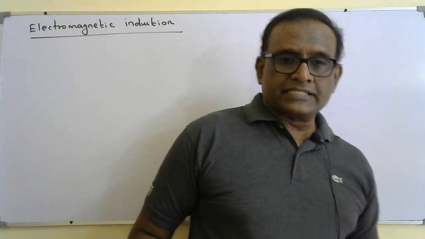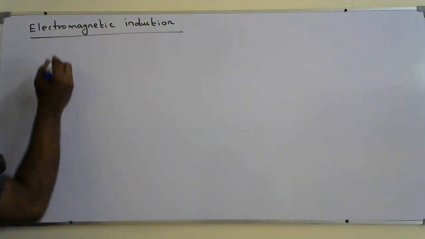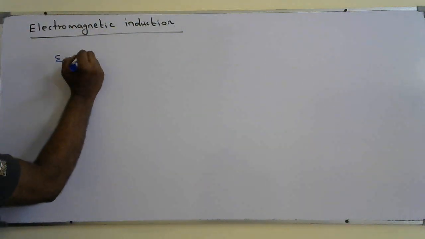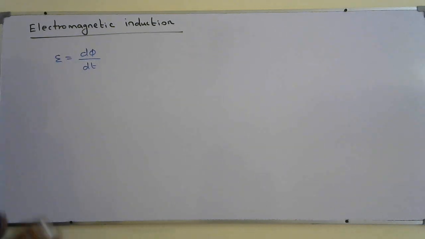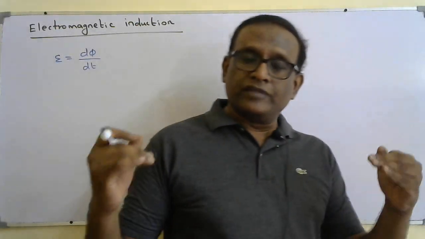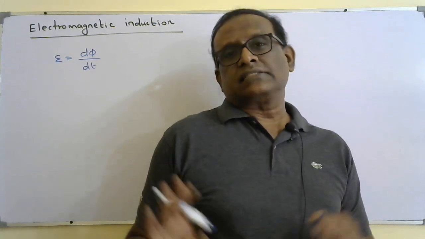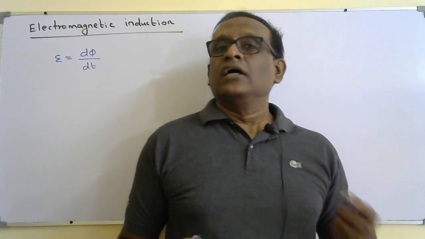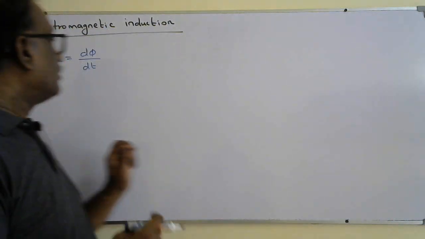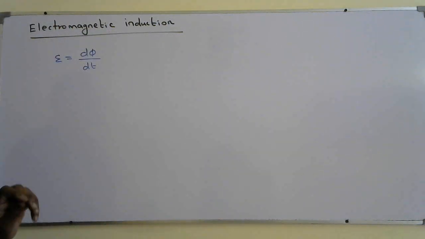So according to Faraday's law, the induced EMF is given by the rate of change of flux linkage, d phi over dt. There will be a minus sign. I'll come to that point regarding Lenz's law. When we include it, there will be a minus sign. I'll just tell you first about the actual idea of Faraday's law: induced EMF is equal to the rate of change of flux linkage.